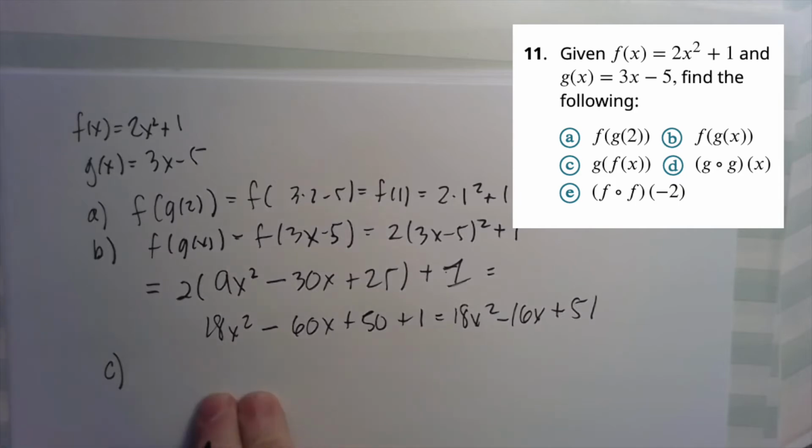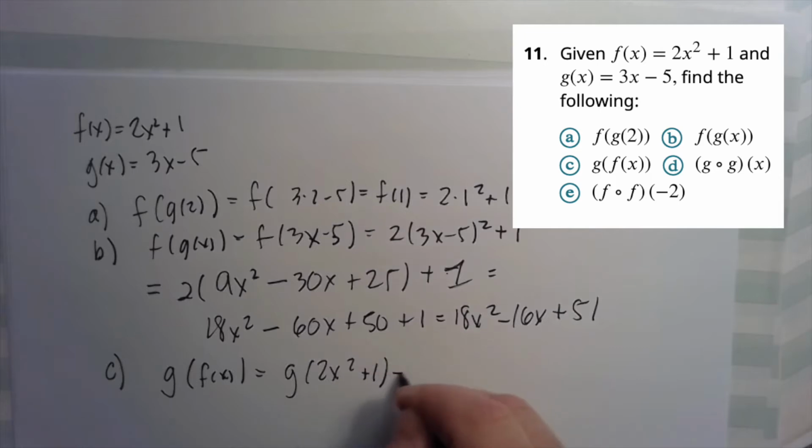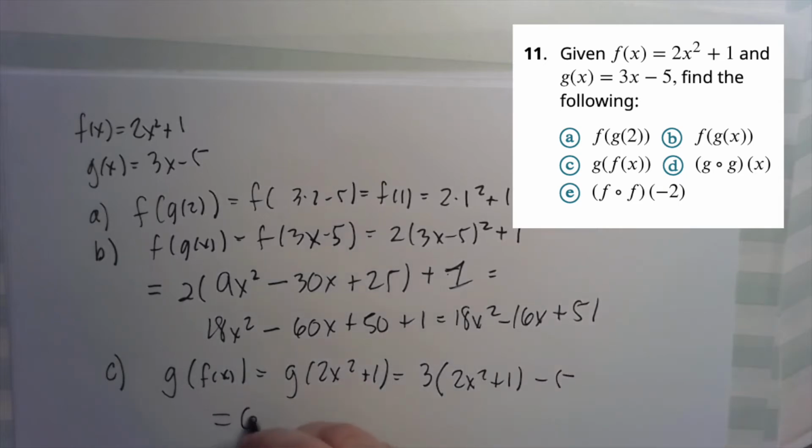Now C, what does C say? It says g composed with f of x, so this is the other way around. So this would be g of 2x squared plus 1, which would be 3 times (2x squared plus 1) minus 5, or 6x squared plus 3 minus 5, or 6x squared minus 2.